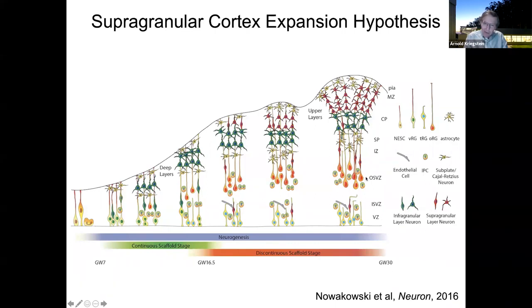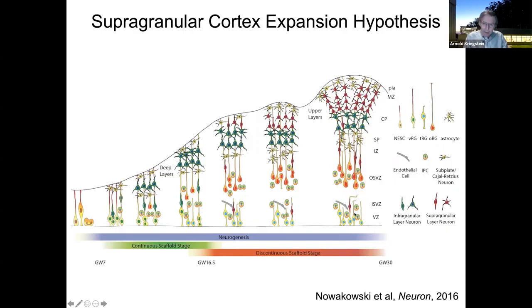And then during the rest of neurogenesis, when the upper cortical layers, the supragranular layers, are being formed, they're generated from primarily the outer radial glial cells, and they migrate along outer radial glial fibers. Meanwhile, the ventricular cells transform into these truncated radial glia that I mentioned just a little while ago.